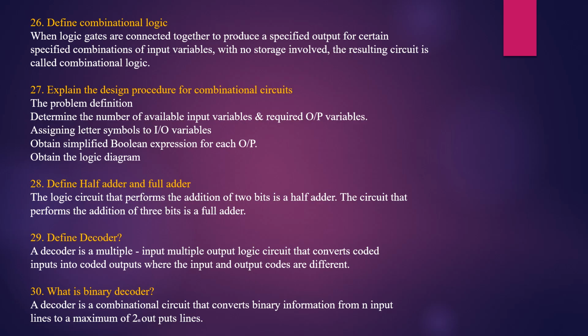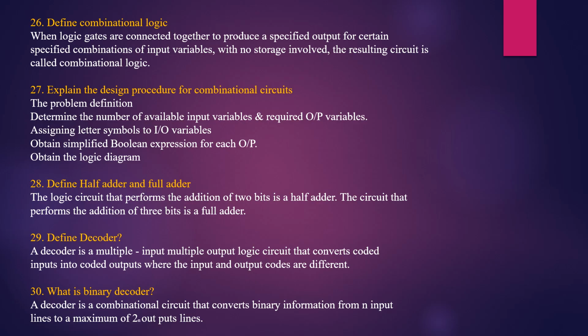27th question, explain the design procedure for combinational circuits. First, we have to define the problem. So that is a problem definition. The next one, determine the number of available input variables and required output variables. Next one, assigning letter symbols to input and output variables. Obtain the simplified Boolean expression for each output network. And last, obtain the logic diagram.